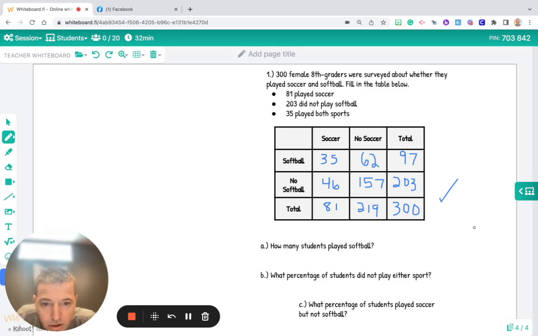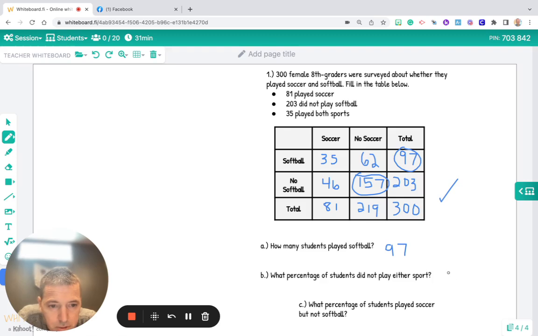How many students played softball? So I'm looking for softball total. Well, that would be 97 students, right? 97 students. What percentage of students did not play either sport? So no softball and no soccer. Well, that would be 157, right?